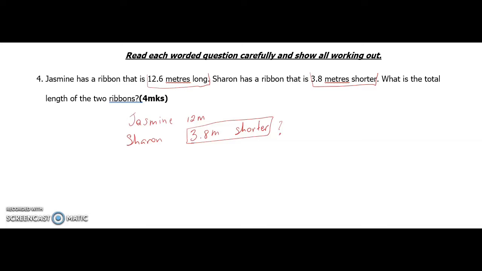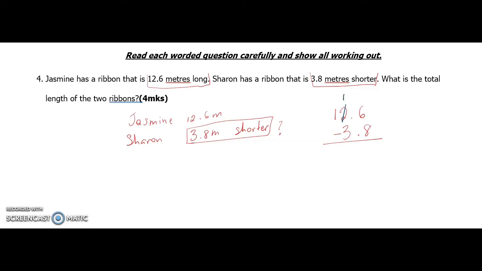So I'm going to have here 12.6, 3.8 minus, and I'm going to work that out. And I'm expected to show all working out. So 8 from 6 I can't, so I'm going to borrow. So I take 1 here, put the 1 here. 8 from 16 I'm left with 8, put back my decimal point.